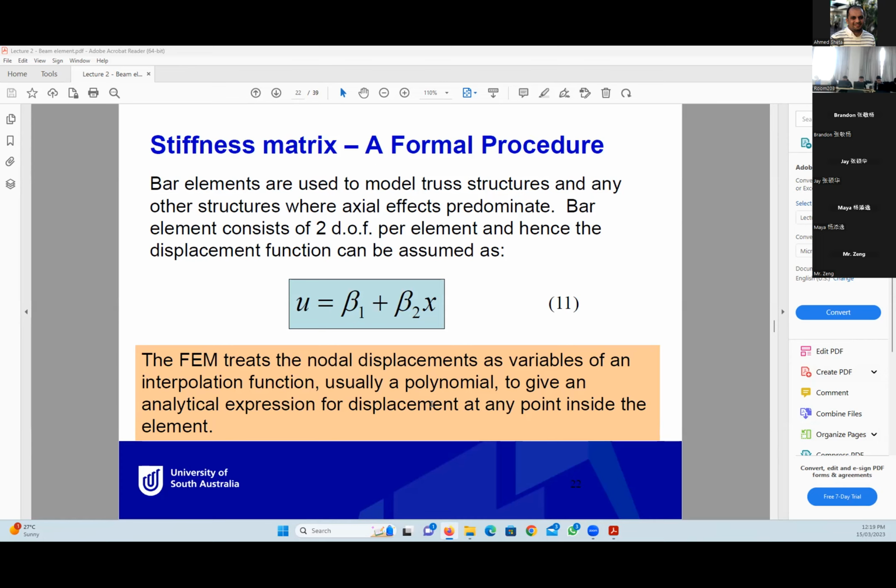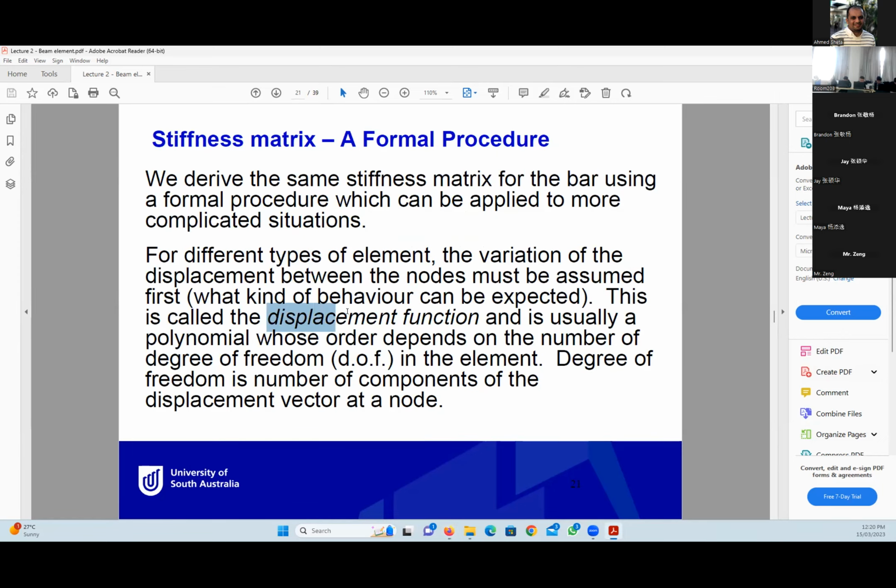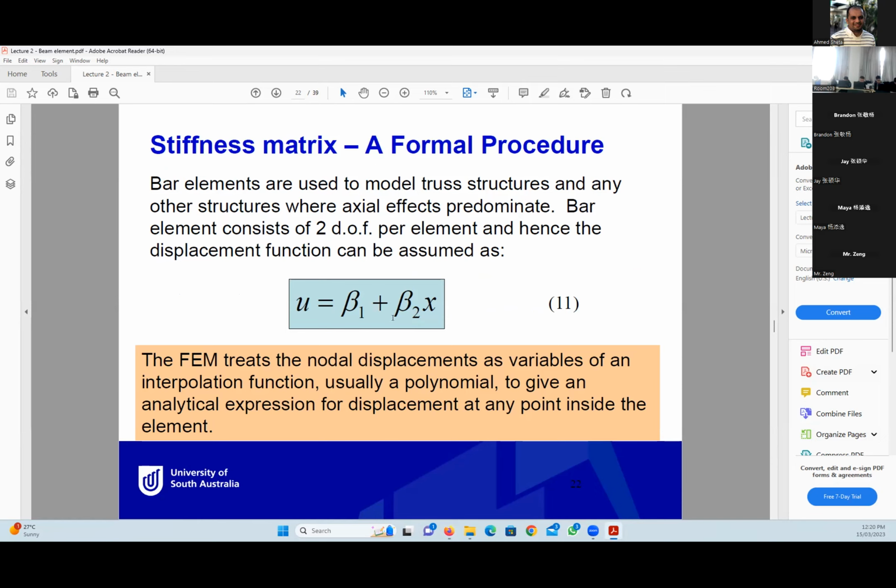Okay, so the displacement function for a bar element can be written as u equal to beta 1 plus beta 2 times x. So beta 1 and beta 2 are the polynomial function parameters. x is a distance, so x is our variable. So the displacement u is a function of x. And this formula 11, as we mentioned in the last part, is the displacement function. So this is the displacement function for a bar element.